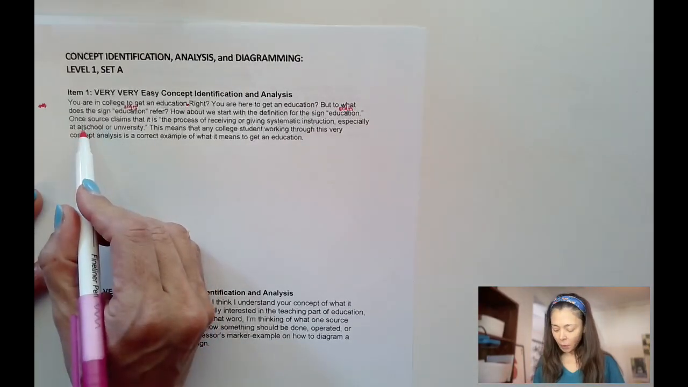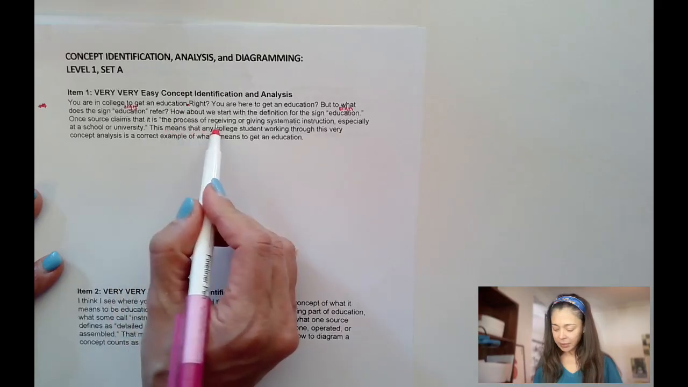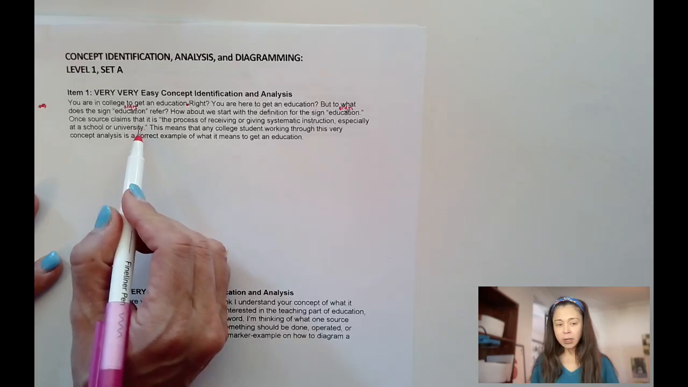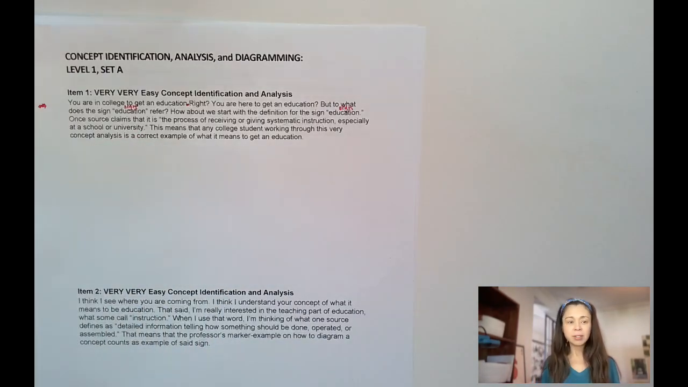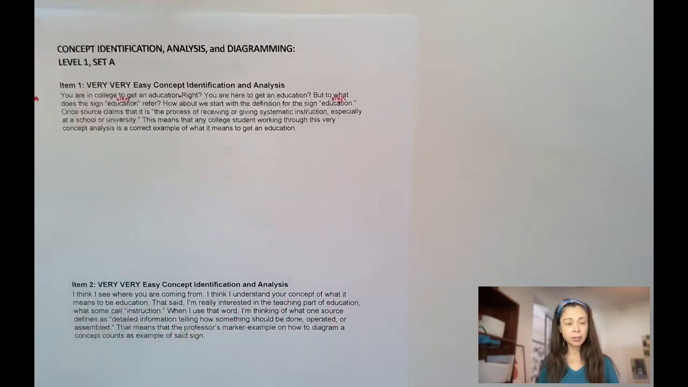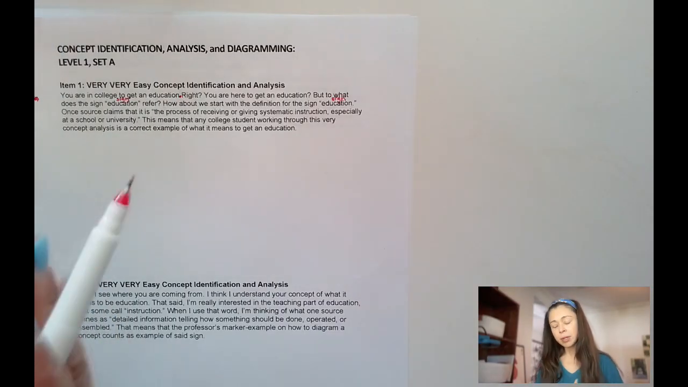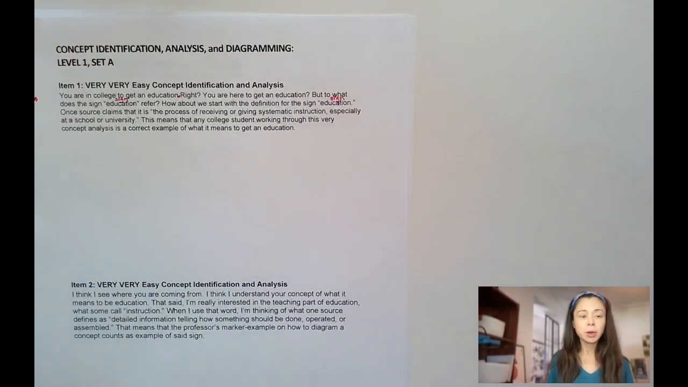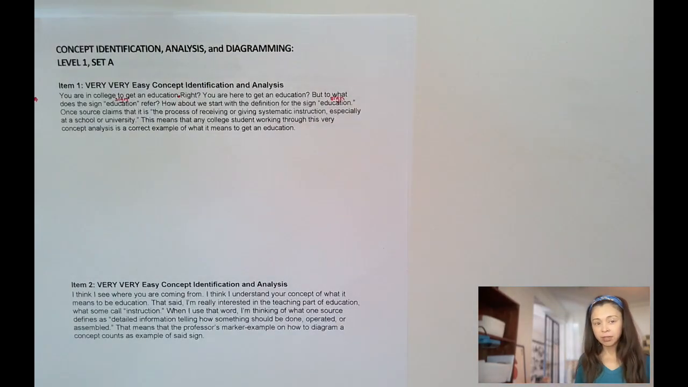So then they say, "One source claims that it is the process of receiving or giving systematic instruction, especially at a school or university." So now they're giving a definition. So this is where your basic college level English language reading skills must come into play. And this does apply whether you're a dual credit student, an older returning student, or a student from another country where English is not the primary language. You are supposed to have these basic reading comprehension skills. So now notice that, of course, the definition, I did put it in quotation marks because I'm quoting from a dictionary. And so I didn't want you to think this is my own definition.